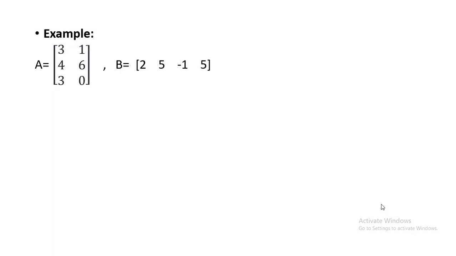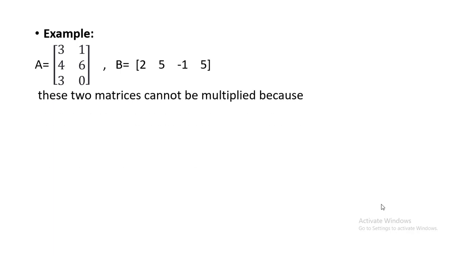Now if we need to multiply these two matrices, according to the rule, we need to check the rows and columns. First of all we need to know whether A is multiplying by B or B is multiplying by A. So let's say if A is multiplied by B, these two matrices cannot be multiplied. Now why? For A multiplied by B, the dimensions are 3 into 2. For B it's 1 into 4. Now the order of A is 3 into 2. The order of B is 1 into 4.